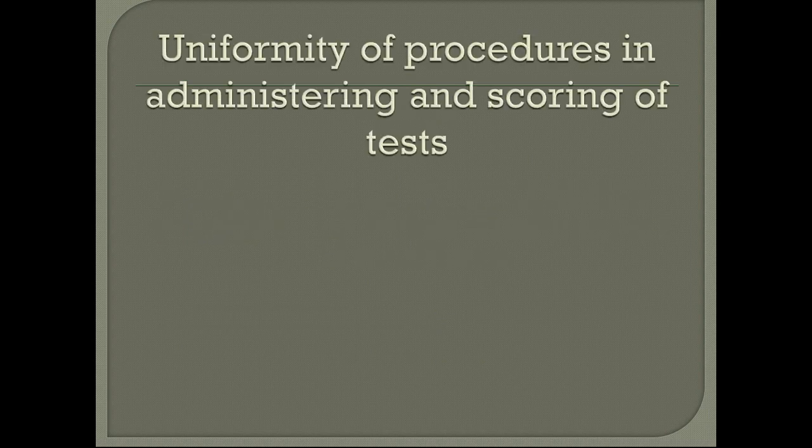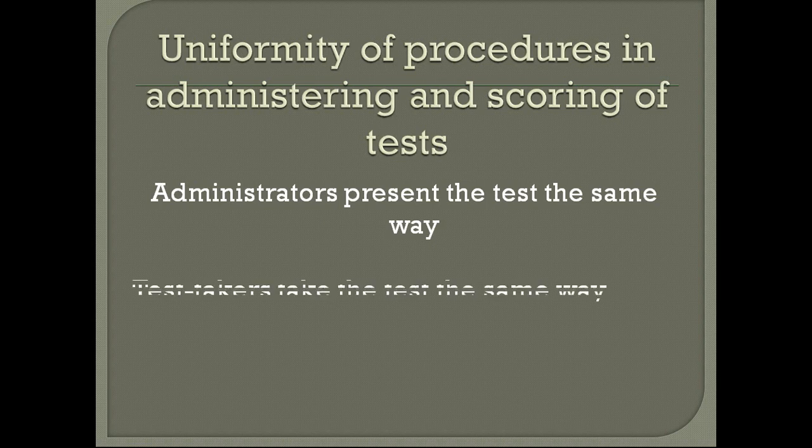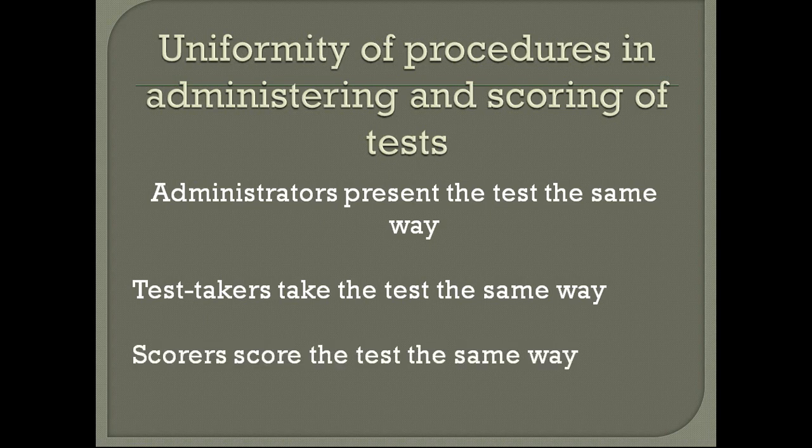Now, uniformity of procedures in administering and scoring of tests, this refers to an administrator presenting the test in the same way, test takers taking the test in the same way, and scorers scoring the test in the same way every given time that this test is given, taken, and scored. Now, this helps with validity and reliability.